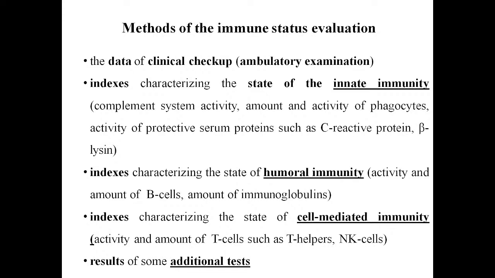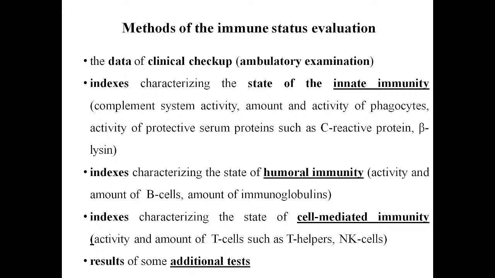Then, indexes characterizing the state of humoral immunity. Humoral immunity is mediated by B cells, so we can detect activity and amount of B cells and amount of immunoglobulins produced by these B cells.